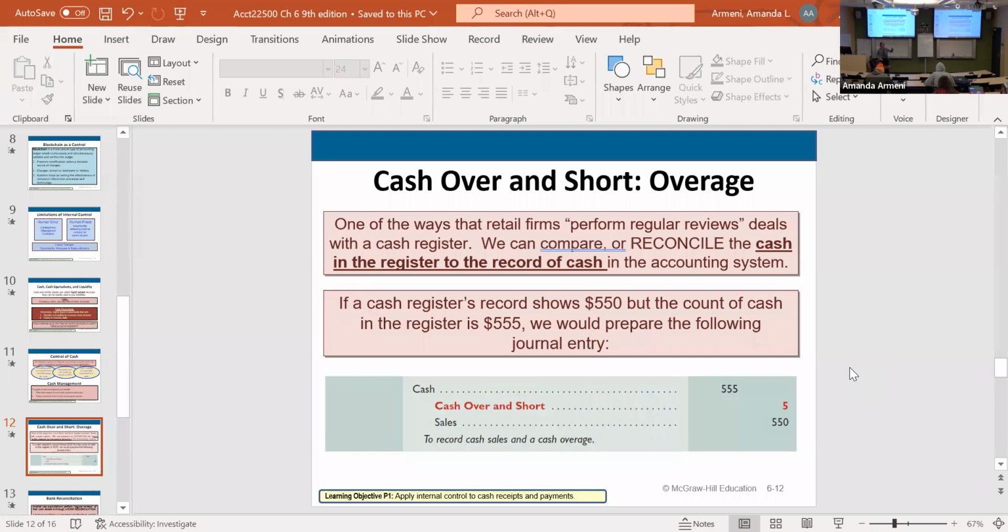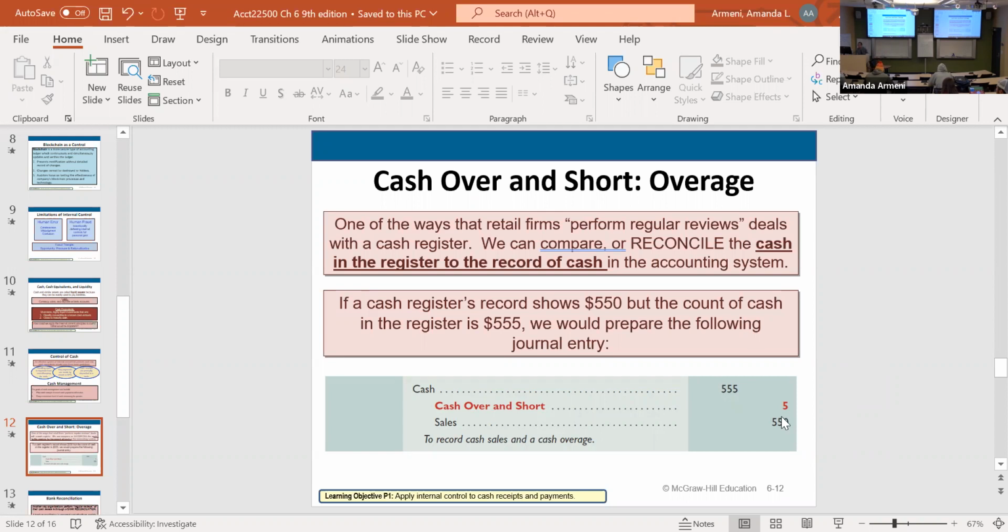And in this example, we would have to make an entry for it. Cash over and short is the generic account. I'm not going to ask you to make this kind of entry on a quiz or an exam, just presenting it to you so that you see that it's not just, oh, let's figure out why it's different. It's like, no, we have to actually adjust for it in our accounting records too. Okay, cash over and short. Any questions on this?